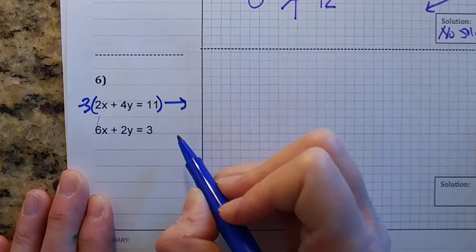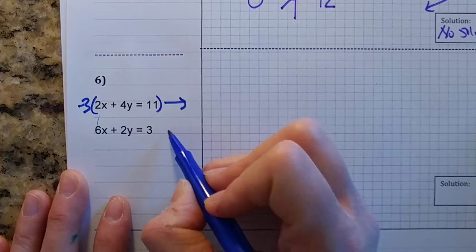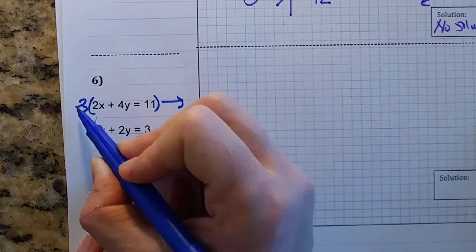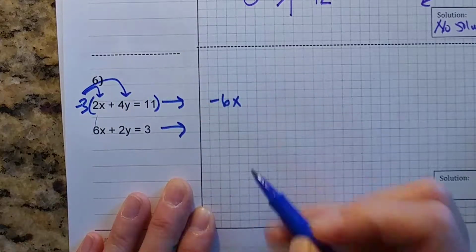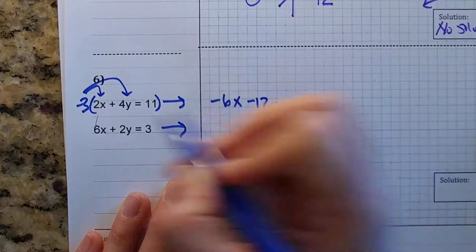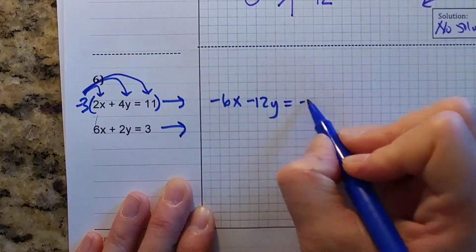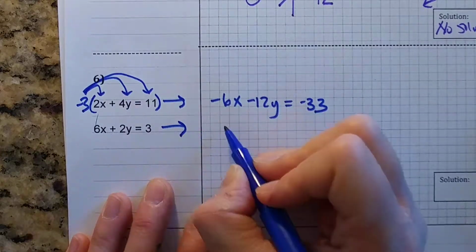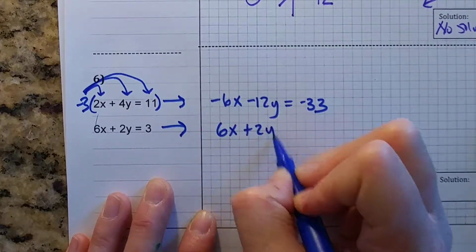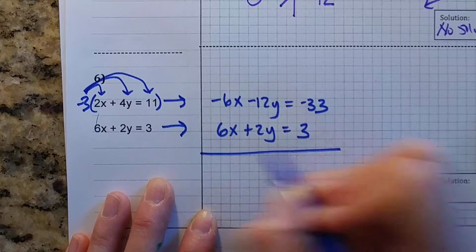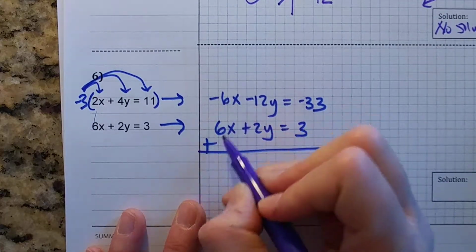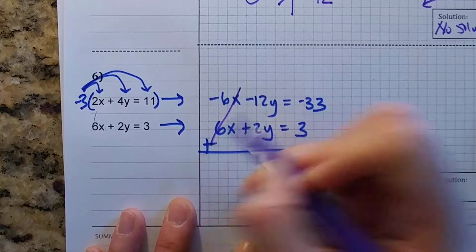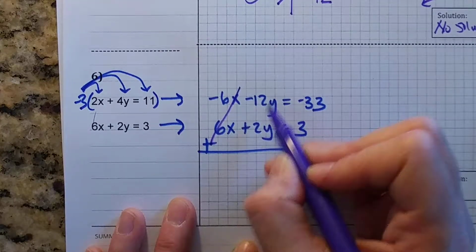So let's rewrite this equation, multiplying everything by negative 3, and then you're not going to change the bottom one. Negative 3 times 2. Negative 3 times 4y. And negative 3 times 11. Then keep the bottom one the same. Let's add them together. Well, looks like what I wanted to happen did. I got a negative 6x and a positive 6x. Cancel.